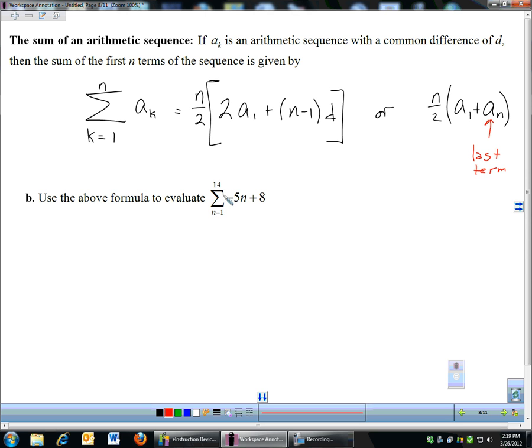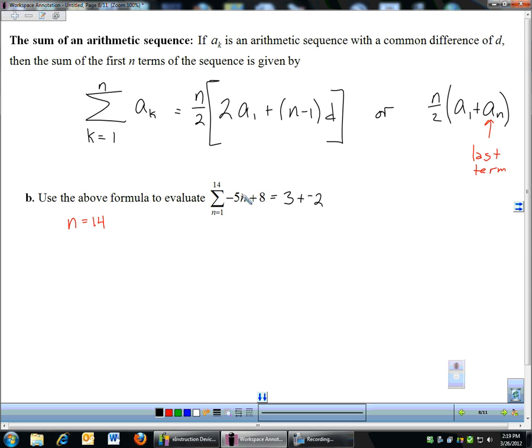So like right here, number B, if I want to evaluate this sum, I'm starting from 1, going to 14. So I know I'm doing 14 terms, so n is going to be 14. And what I'll always do is write out the first couple of terms just so I can see it. I'll plug in 1, negative 5 plus 8 is 3, plus, if I plugged in 2, that'd be negative 10 plus 8 is negative 2.